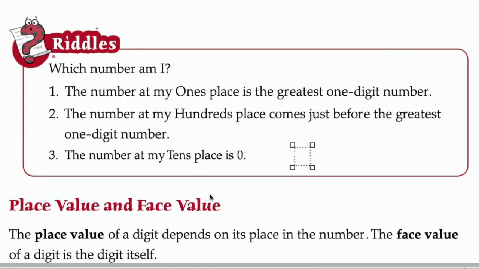Next comes the riddle part. Which number am I? The number at my ones place is the greatest one digit number. What is the greatest one digit number? It is 9. Second one, the number at my hundreds place comes just before the greatest one digit number. The greatest one digit number is 9. The number before 9 is 8. The number at my tens place is 0. So you have to place 0 in the tens place. So the number is 809.